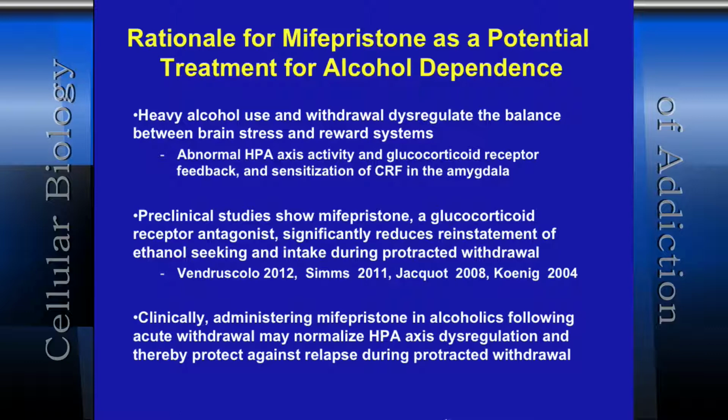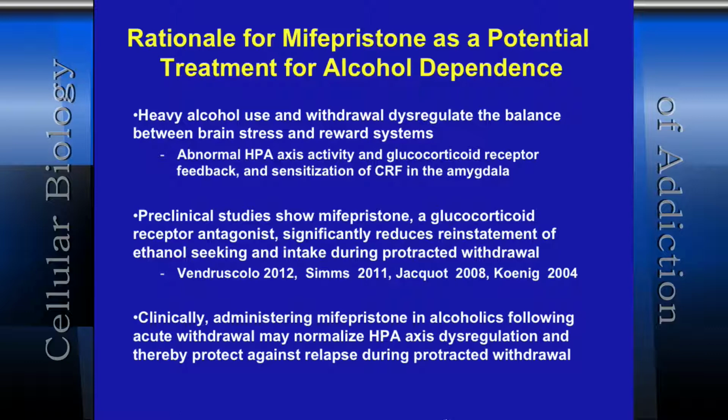Post-vapor, like days 21 through 33, post-vapor exposure, he got an effect on consumption in the dependent rats and not in the non-dependent rats. And so we hypothesized that administering Mifepristone following acute withdrawal might normalize HPA axis dysregulation and protect against relapse during protracted withdrawal, using the same model that we did for the earlier studies.